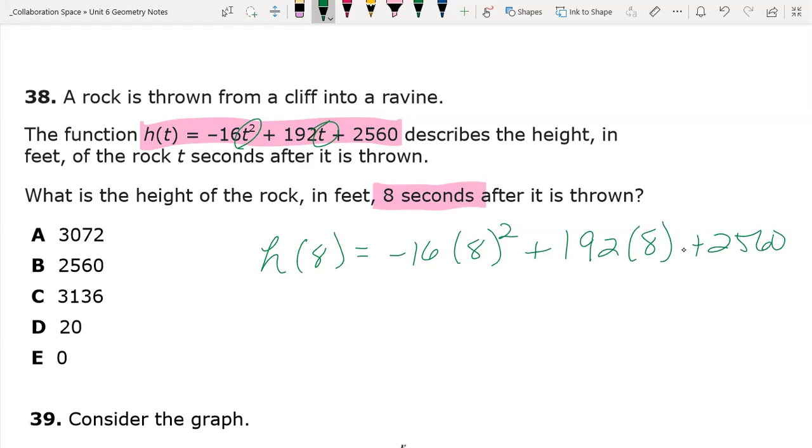So what I'm going to do, take this and put it straight in the calculator. We have -16 times 8 squared plus 192 times 8 plus 2560. And that gives me 3072. So the answer is A.